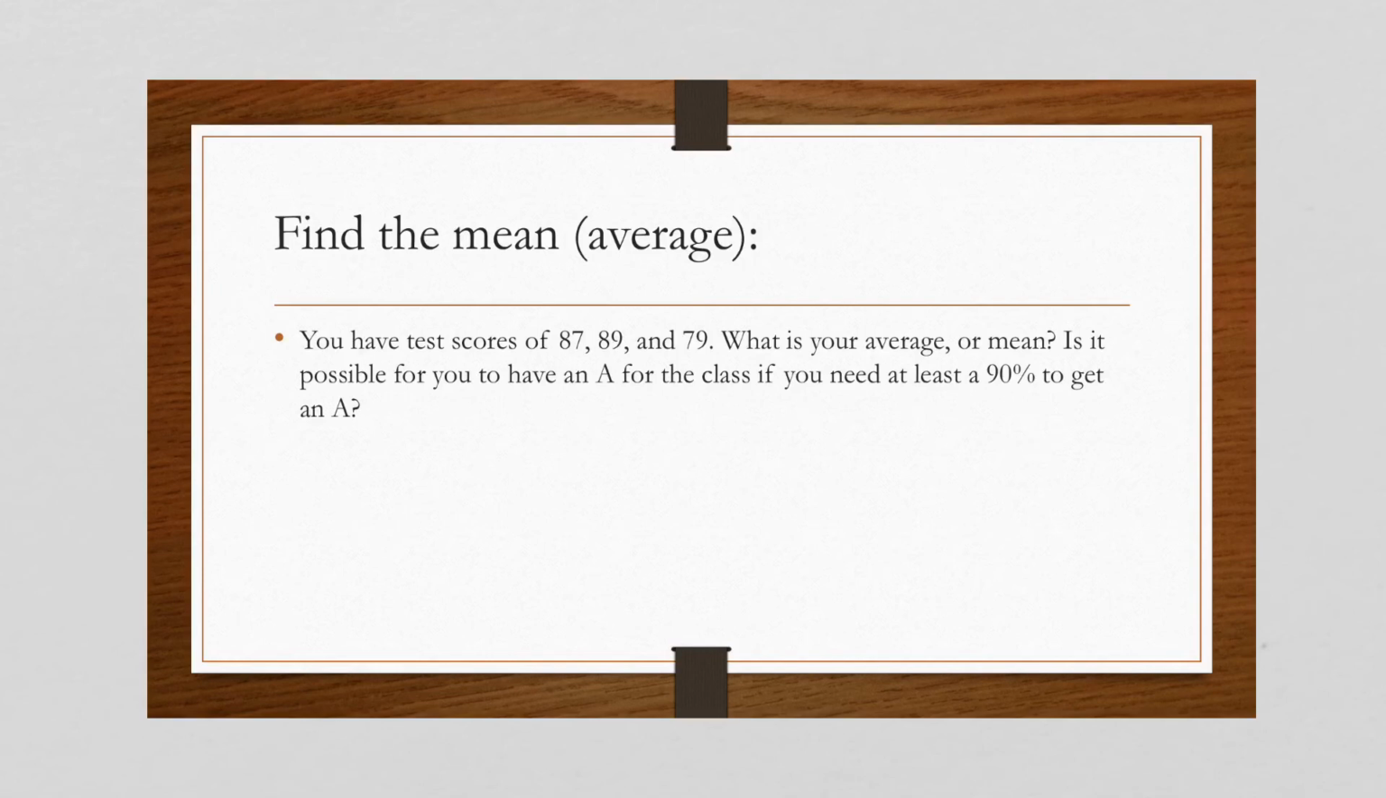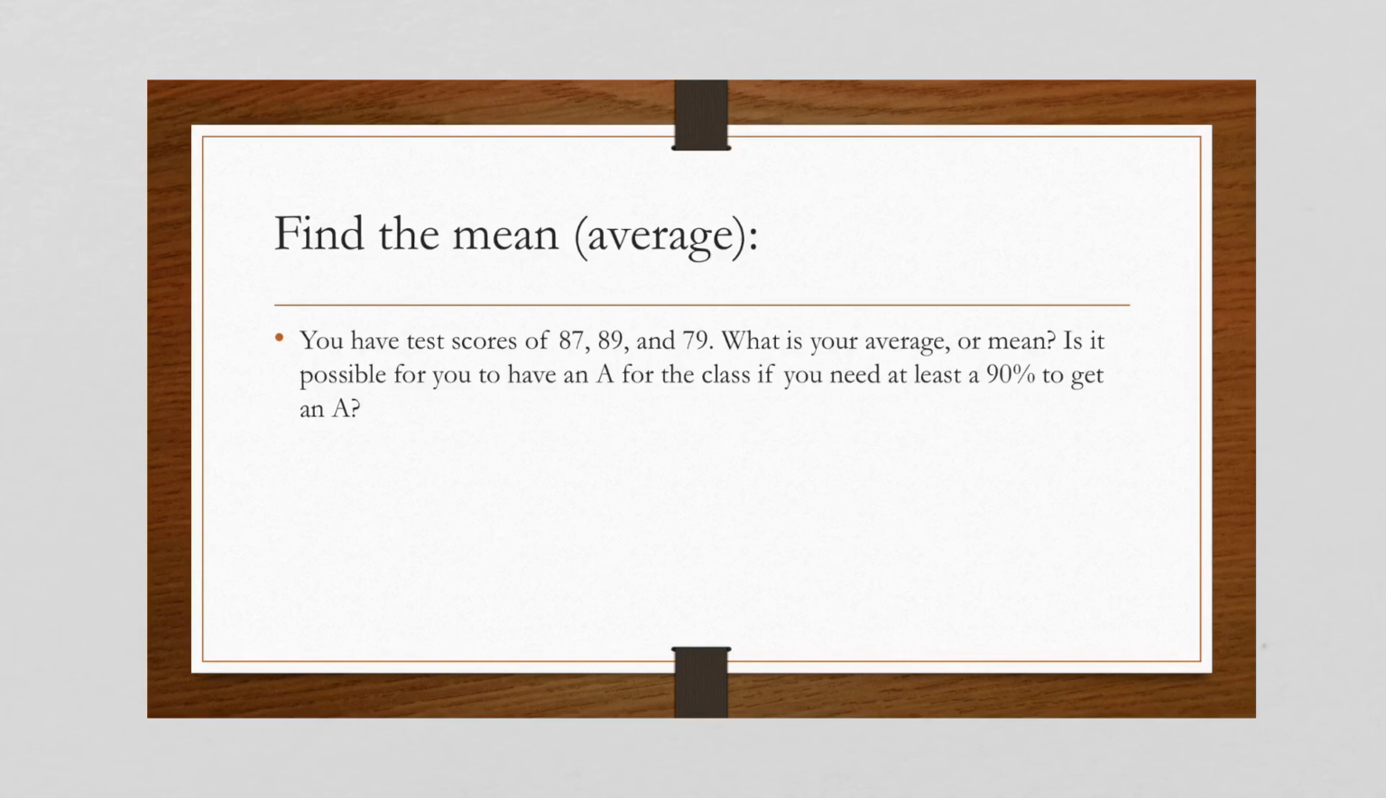Alright, so our last problem here. You have test scores of 87, 89, and 79. What is your average? Another word for average is the mean. Is it possible for you to have an A for the class if you need at least a 90% to get an A? Well, let's look.